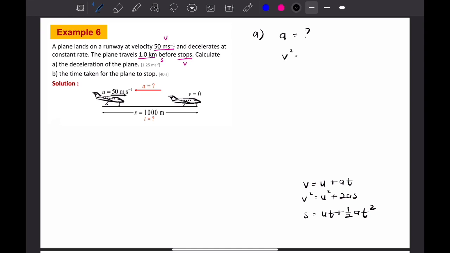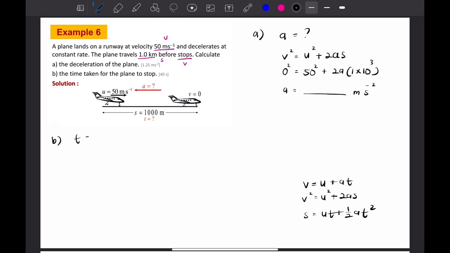So v squared is equal to u squared plus 2as. v is 0, squared, is equal to 50 squared plus 2, and we want to find the a. s is 1 kilometer. You need to change it to meters. Then you do your maths and you get the answer in meters per second squared.